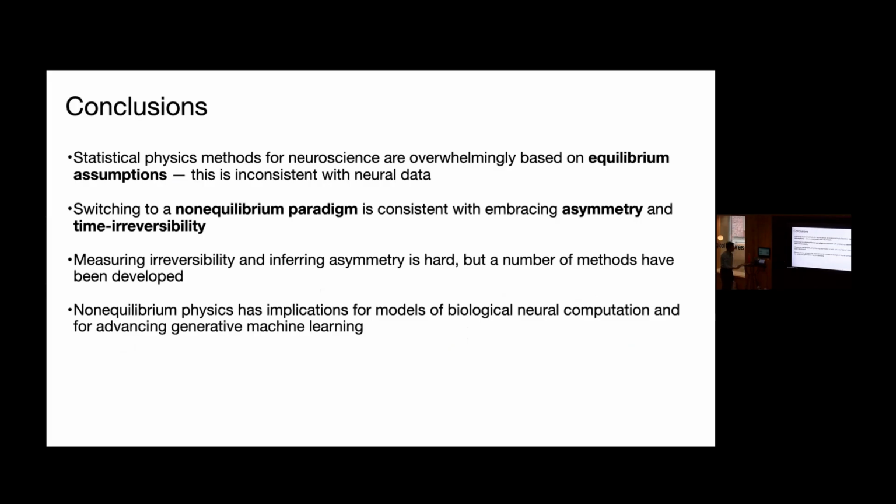All right, so some conclusions. Statistical methods for neuroscience are overwhelmingly based on equilibrium models, and we have now shown that this is inconsistent with neural data. So it's an assumption that might be grievous or not, depending on the exact case. Switching to a non-equilibrium paradigm means embracing asymmetry, or developing methods that focus on the asymmetry between connections and the time irreversibility of the dynamics. Measuring irreversibility and asymmetry is hard, but there are some techniques that allow you to do this. And it has implications for both models of neural computation and, in general, for advancing generative machine learning as well.